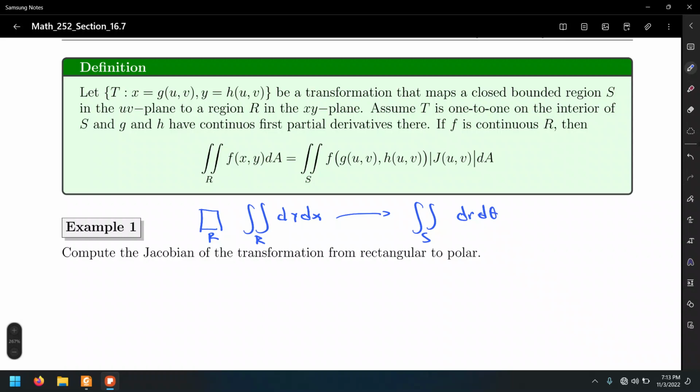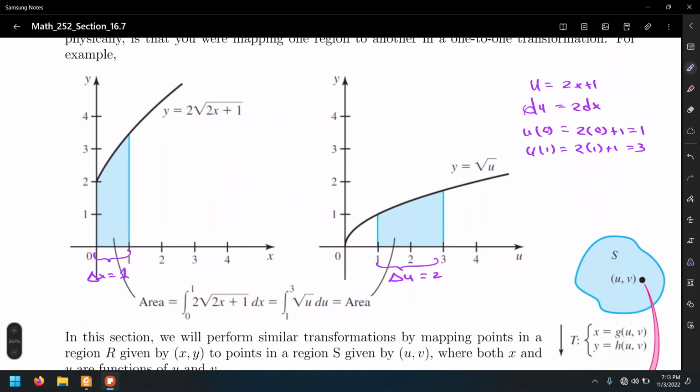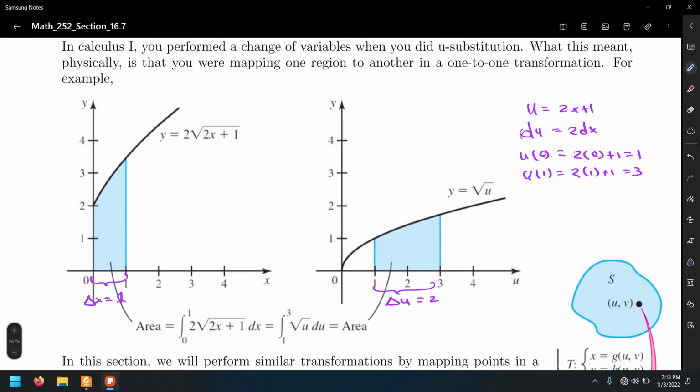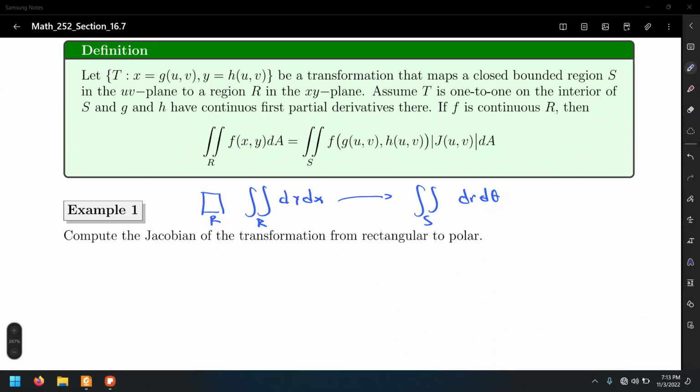However, in the same way that we did the u substitution right here to go from dx to du, that du needs a correction factor, or a magnifier or a reducer. In this case it's a magnifier, which is a factor of 2. In polar coordinates we needed a magnifier. What was that magnifier?